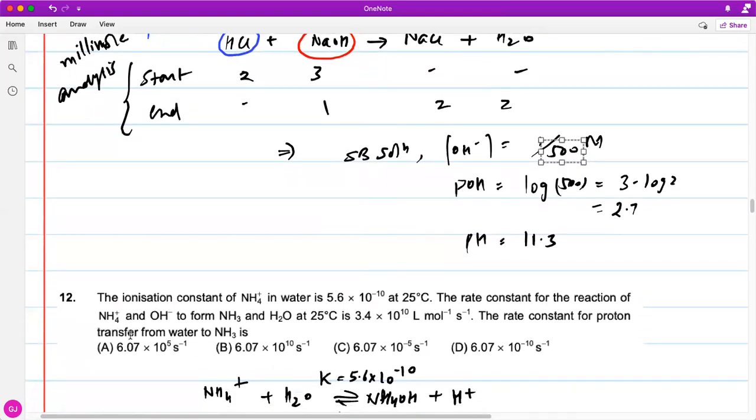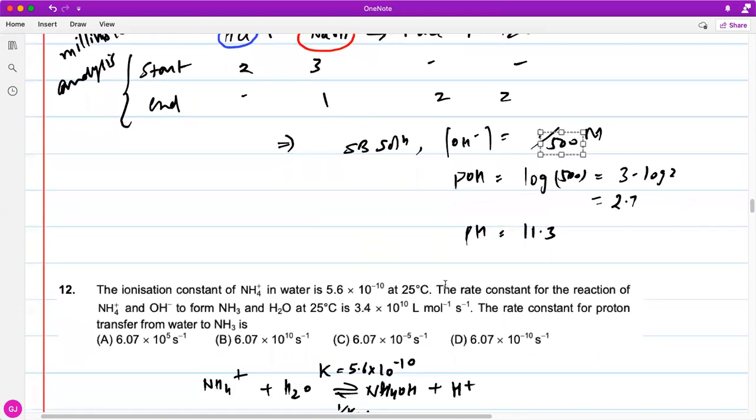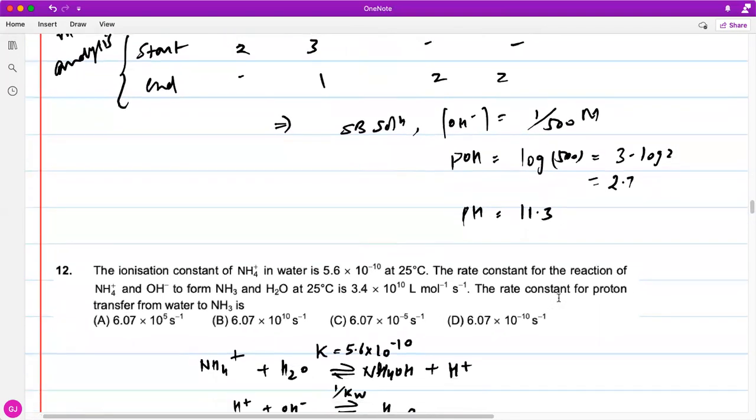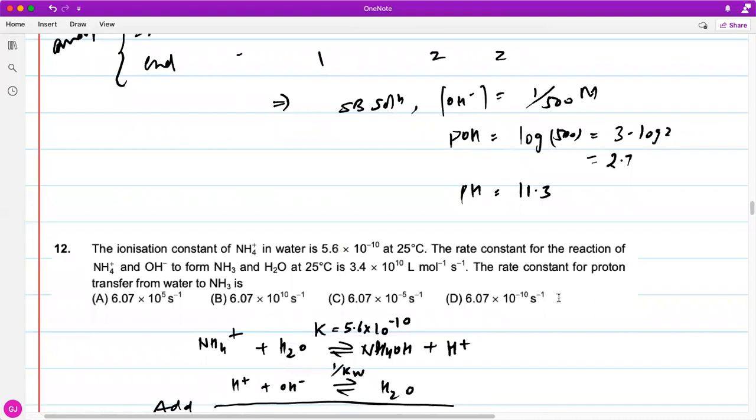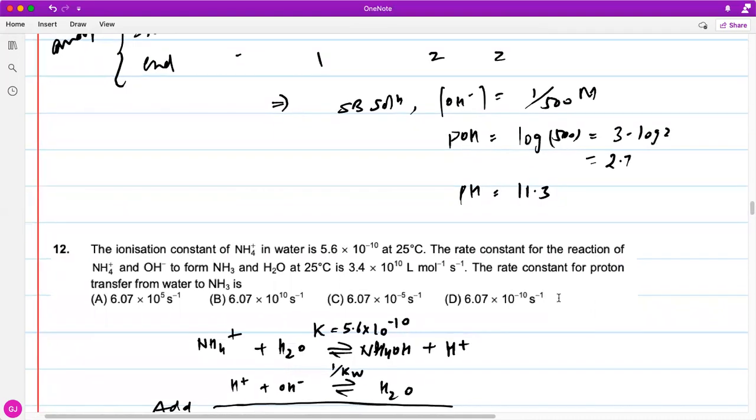12th question is something which I have asked you to skip because it involves this concept of rate constant, which is to be taught in chemical kinetics. Now, just for the sake of completion, let me elaborate on it, as someone who has actually done chemical kinetics would be able to relate to this.